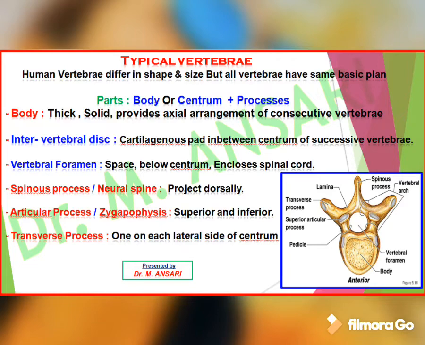It consists of a spinous process or neural spine which projects dorsally. The different vertebrae are articulated with each other due to the presence of articular processes, which are also called zygapophysis, in the form of superior and inferior zygapophysis. It also has laterally arranged, radiating transverse processes.